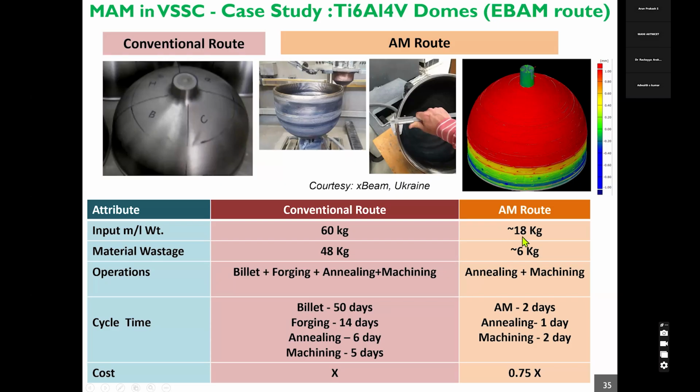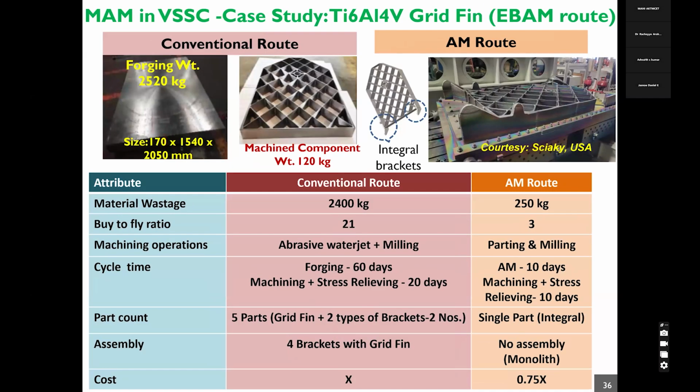And you can see here, this is the kind of material wastage. We could minimize the material wastage from 48 kilograms to 6 kilograms, and also reduce the cycle time to less than 5 days. And you can also see here, we have achieved at least 25% cost savings by adopting additive manufacturing. So this again is one example of a very large size part that has been made through additive manufacturing.